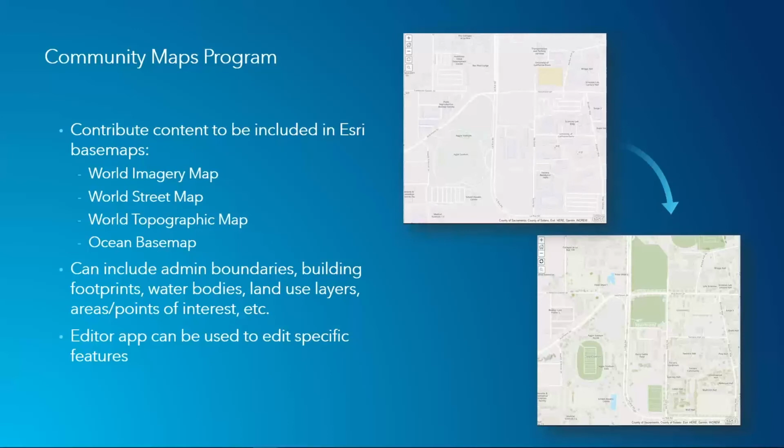And we include an editor app that you can use to edit specific features. So even if it's not an entire data set that you're putting into the basemaps, if you just need to modify a specific feature, we have an editor app to do that as well. But on that contribute tab of the Living Atlas website, that's where you can kick off the process of applying to be in the Community Maps program. And we'll walk you through the steps to get your data ready to be put into these basemaps.